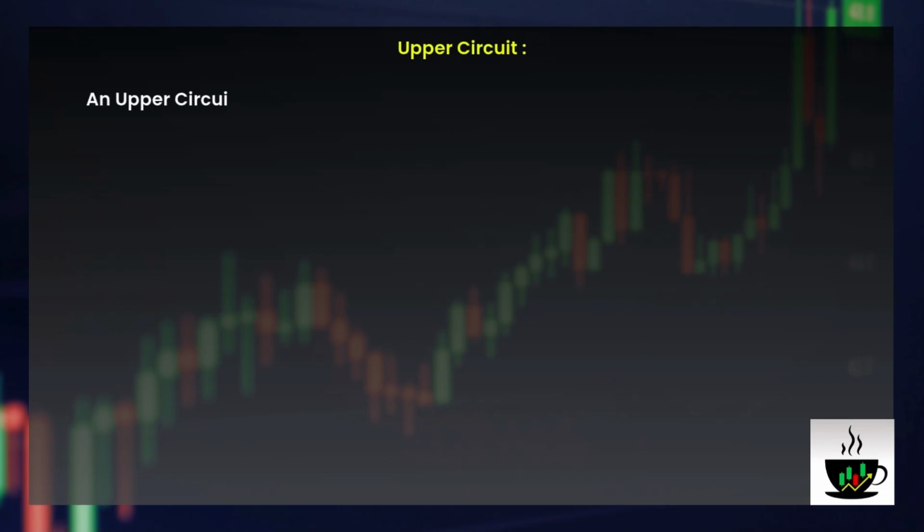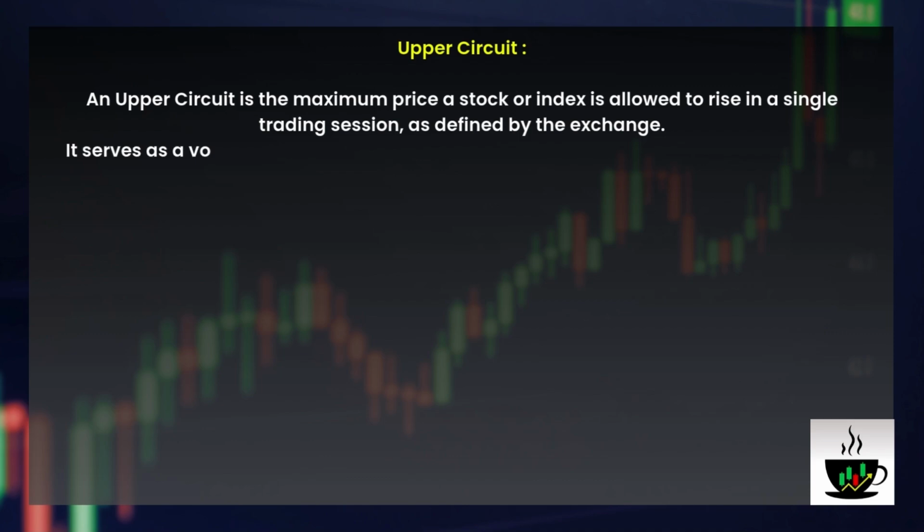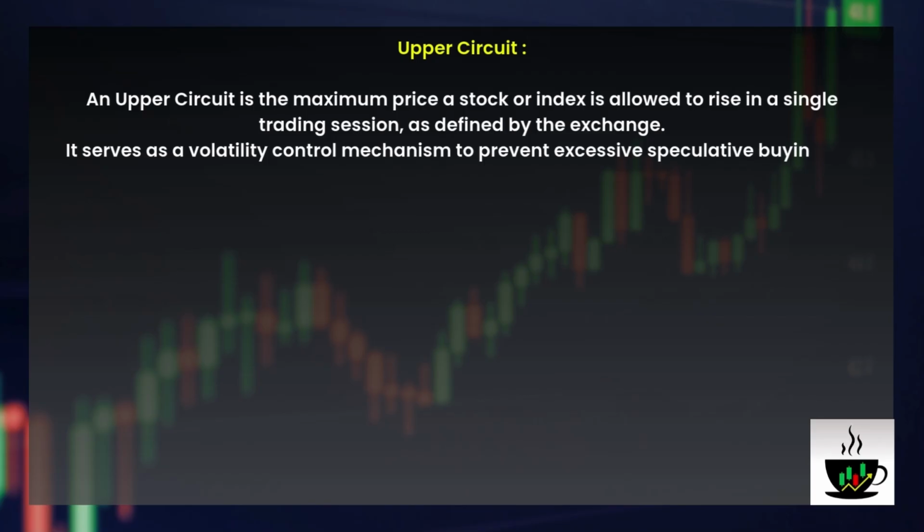Upper circuit. An upper circuit is the maximum price a stock or index is allowed to rise in a single trading session, as defined by the exchange. It serves as a volatility control mechanism to prevent excessive speculative buying and irrational price surges.